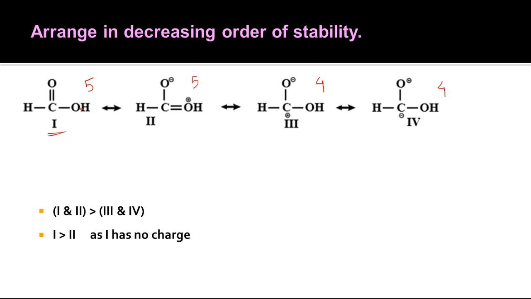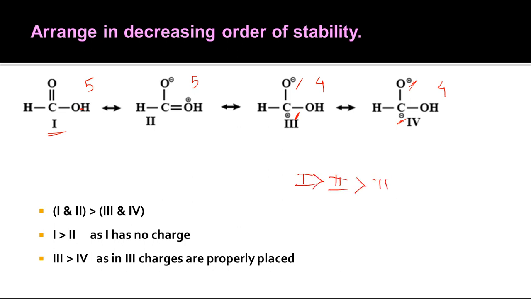So 1 is more stable than 2, and between 3 and 4, you can see the difference: here there is positive charge over carbon and negative charge over oxygen, and here it is the opposite, reversed. So obviously 3 will be more stable because the negative charge is present over oxygen. Oxygen is more electronegative than carbon. So 3 is preferred. Here it is mentioned that in 3 the charges are properly placed. So how will we arrange the decreasing order of stability? 1 first, then 2, then 3, and then 4. Next problem.